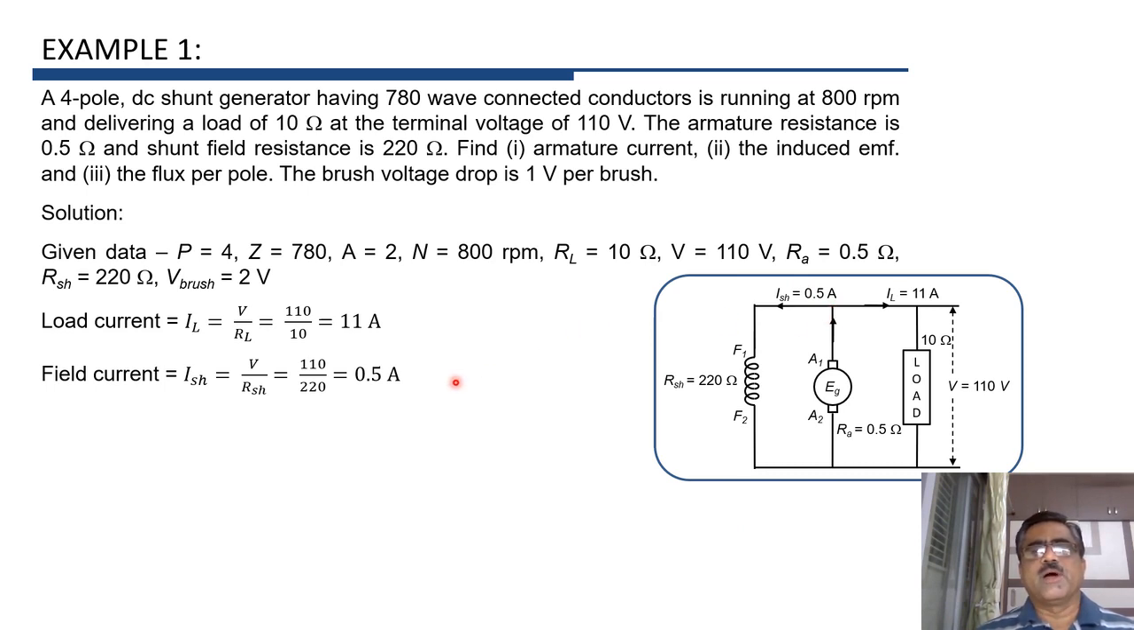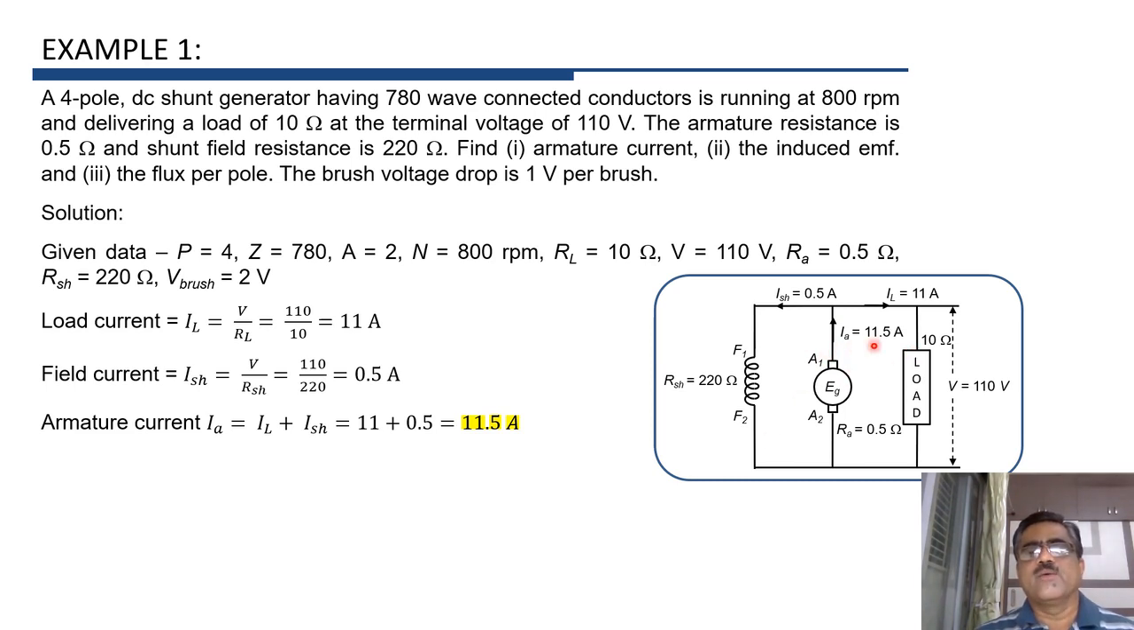Now we have to determine the armature current. This armature current is the sum of the field current and load current. So armature current Ia is equal to IL plus ISH, which is equal to 11 plus 0.5, which is equal to 11.5 ampere. So this current Ia is 11.5 ampere.